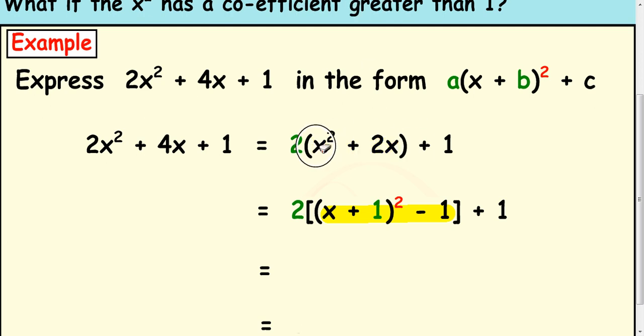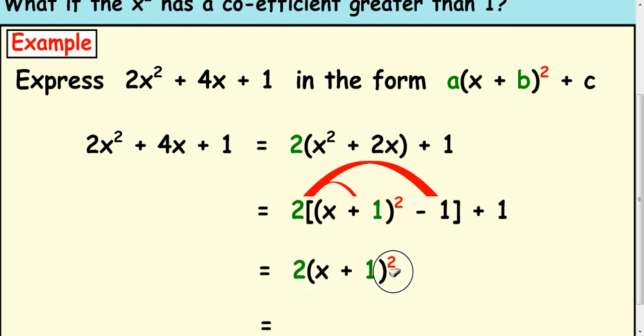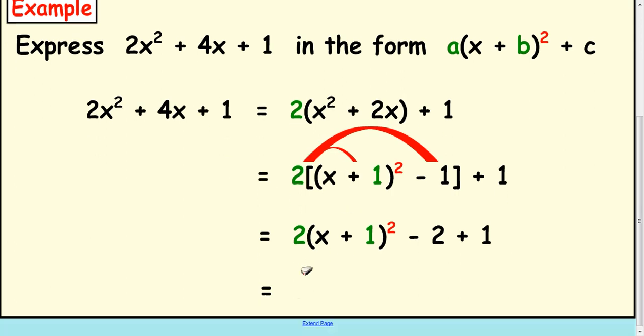Okay, so now what do we do? Well, we have to multiply the brackets out. So this 2 is multiplying all of that bit, and the 2 is also multiplying the negative 1. So that becomes 2 times x plus 1 squared, take away 2, and then you've got your plus 1 at the end. It's not been multiplied by the 2. Tidy that up: 2 bracket x plus 1 squared, take away 1.